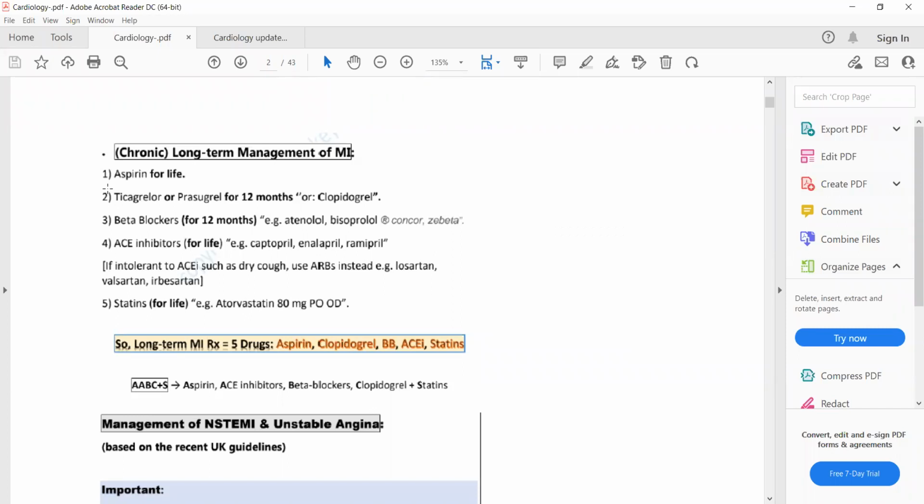So ticagrelor or prasugrel along with beta blockers for 12 months, aspirin, ACE inhibitors, and statins for life.